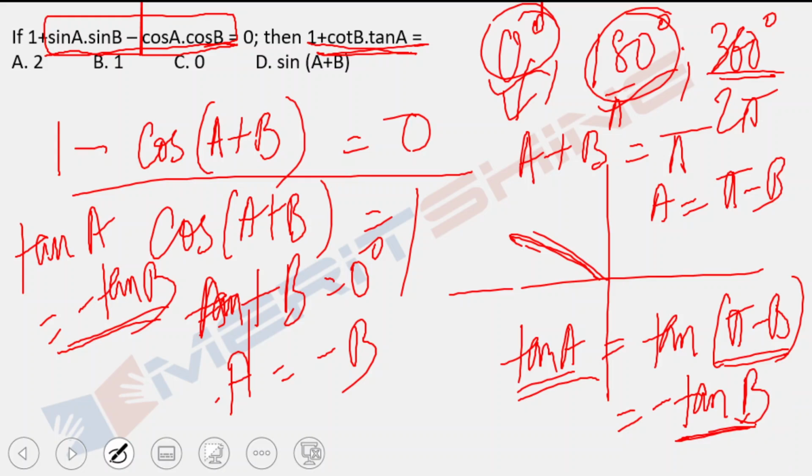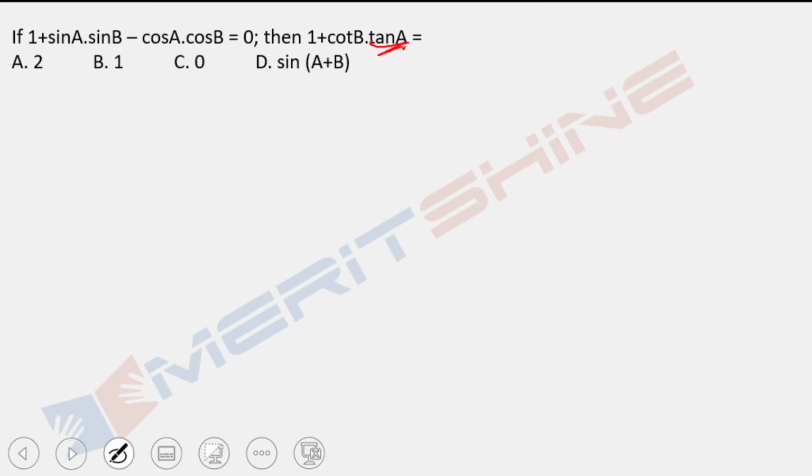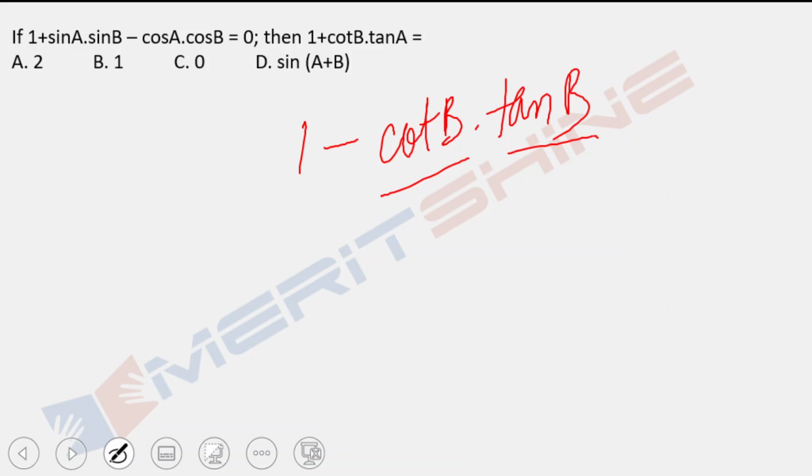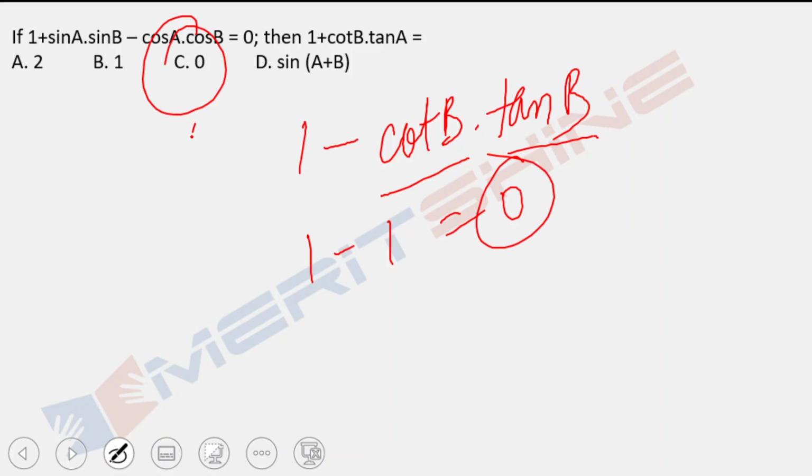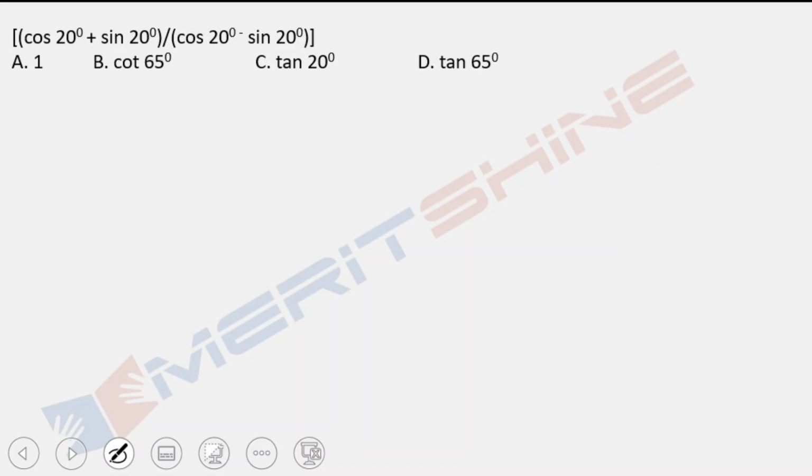Can I use this information from the solution of the equation that was given? I can, because now I know tan A is equal to minus tan B, replace it. So this expression becomes 1 minus cot B into tan B, right? So cot B into tan B becomes 1. So 1 minus 1, 0. Our answer is 0. Clear? Okay, that's your answer. Next question.